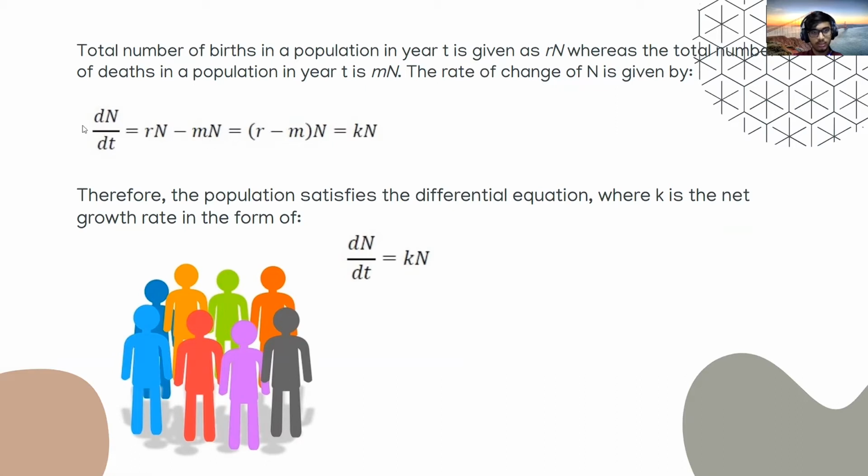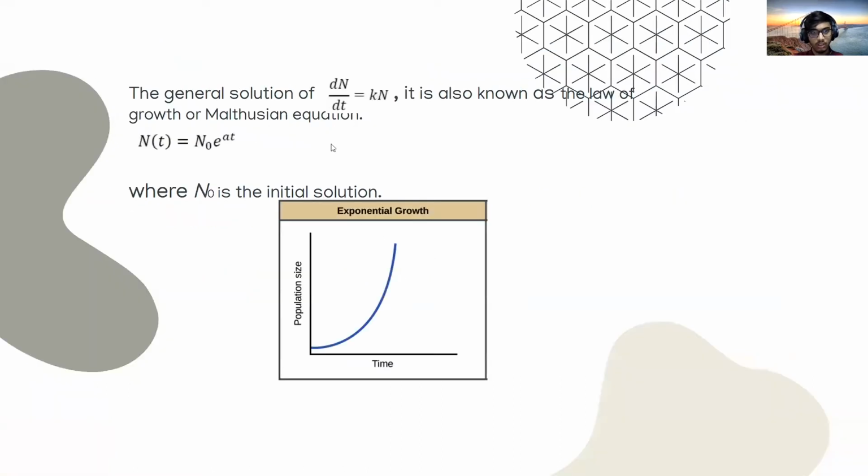This equation can be further simplified, where R minus M equals k, which represents the net growth rate. So there we have the differential equation dN/dt equals kN. Now the general solution of dN/dt equals kN is this equation here, which is also known as the law of growth or the Malthusian equation. N naught here represents the initial population. There we have an example graph of population growth, which grows exponentially.